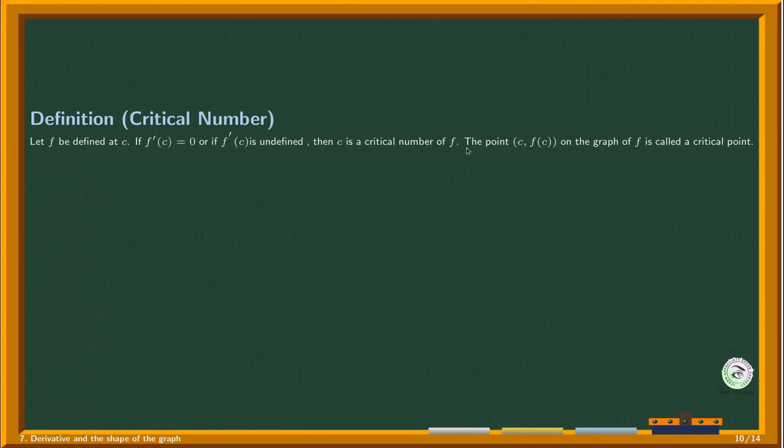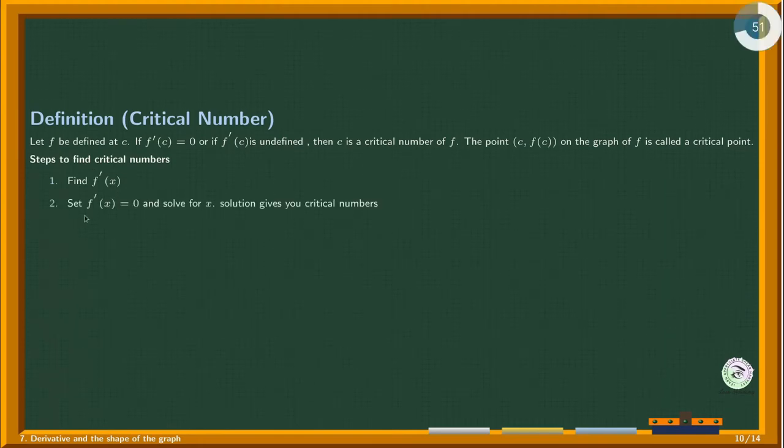Okay, if c is a critical number, the point with Cartesian coordinates (c, f(c)) on the graph is called the critical point. Now let's look at the steps we have to follow to find critical numbers. First, you have to find the derivative, and then see where the derivative is 0.